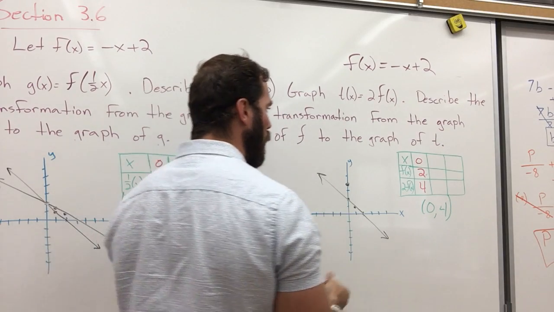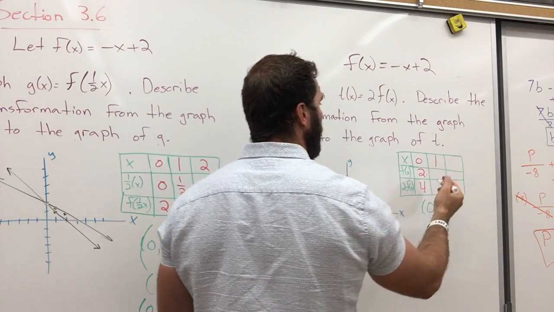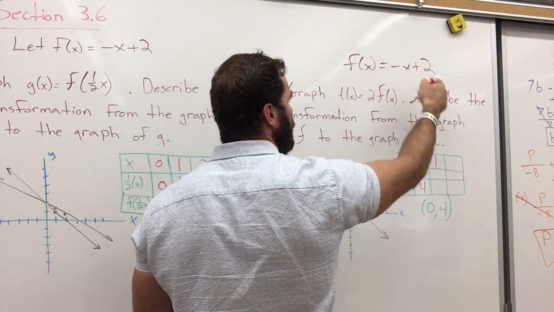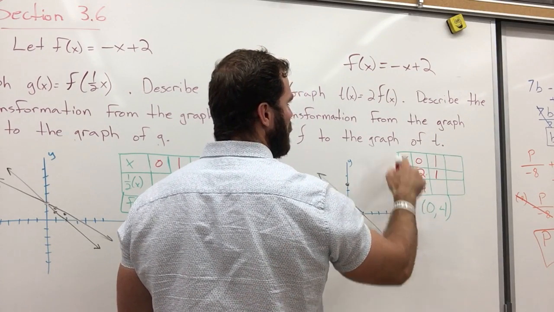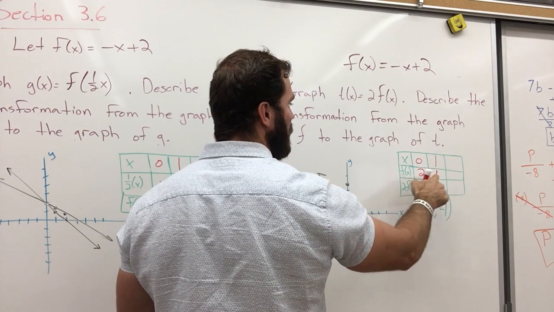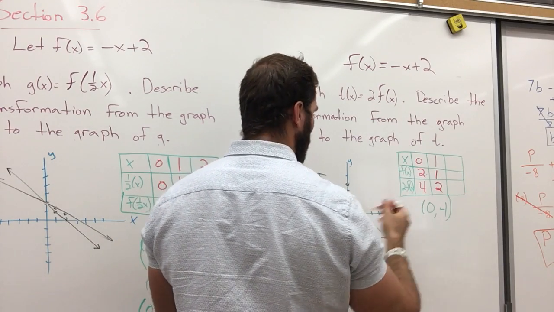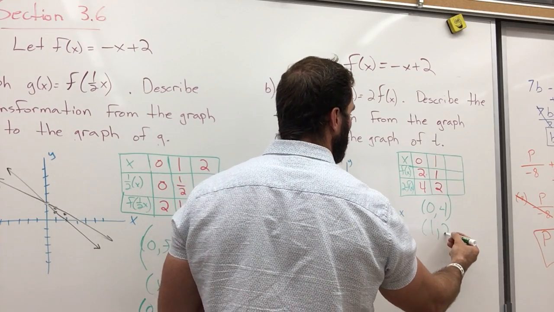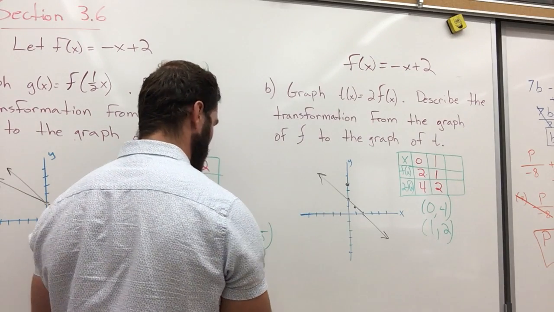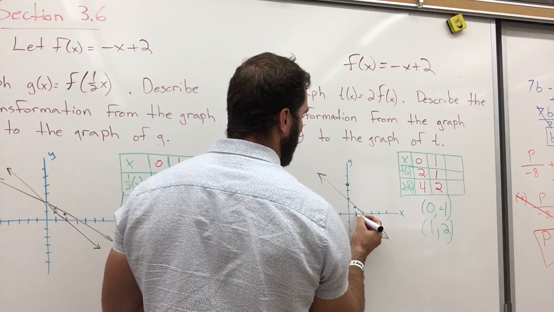Let's make x equal 1. Plug in your 1. Negative 1 plus 2, 1. And you double it because it's 2f of x. f of x is 1. 2 times 1 is 2. So our second point is going to be 1 comma 2.